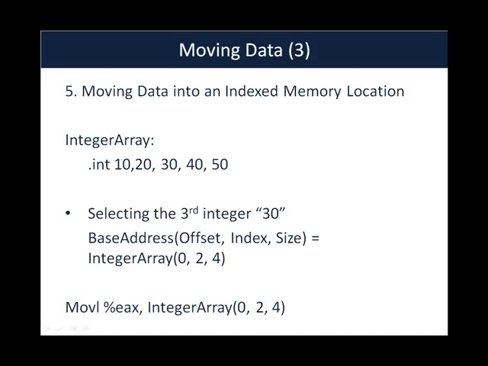So what will the instruction movl EAX, integer array (0, 2, 4) do? It would copy the value of EAX into the memory location where the value 30 is. We will look at all of this in demonstrations, so don't worry if you're confused at this point.